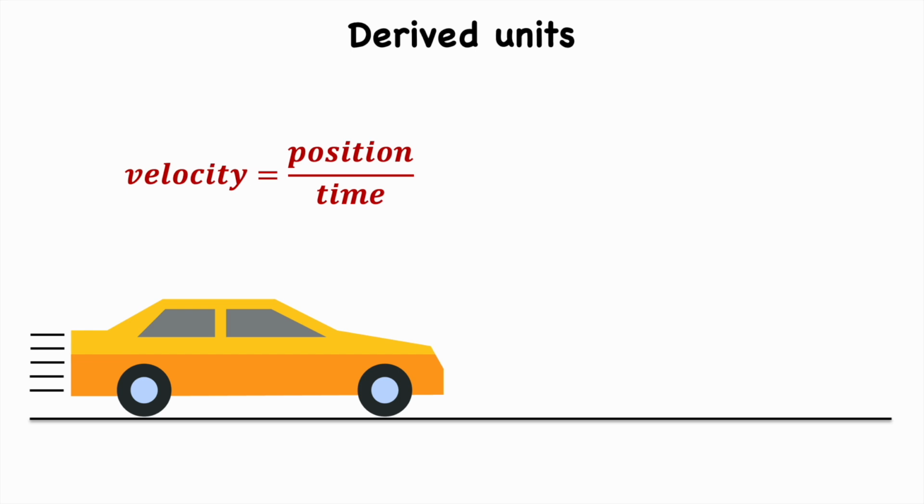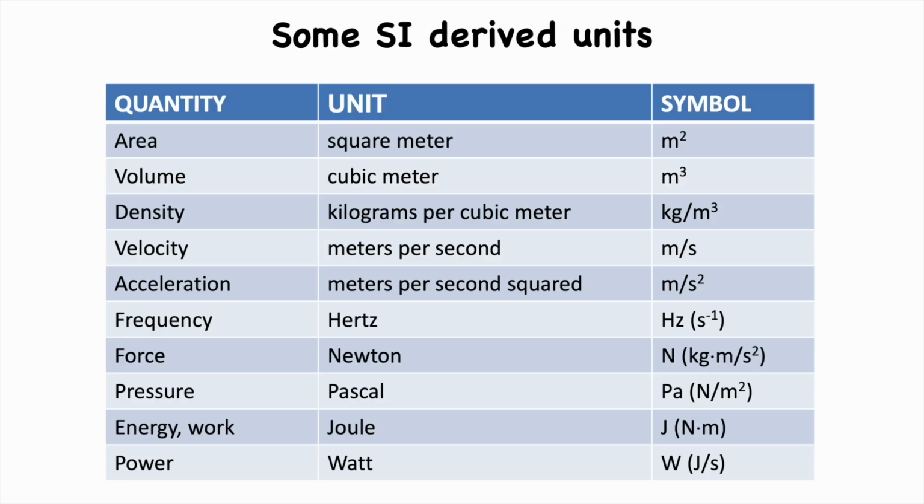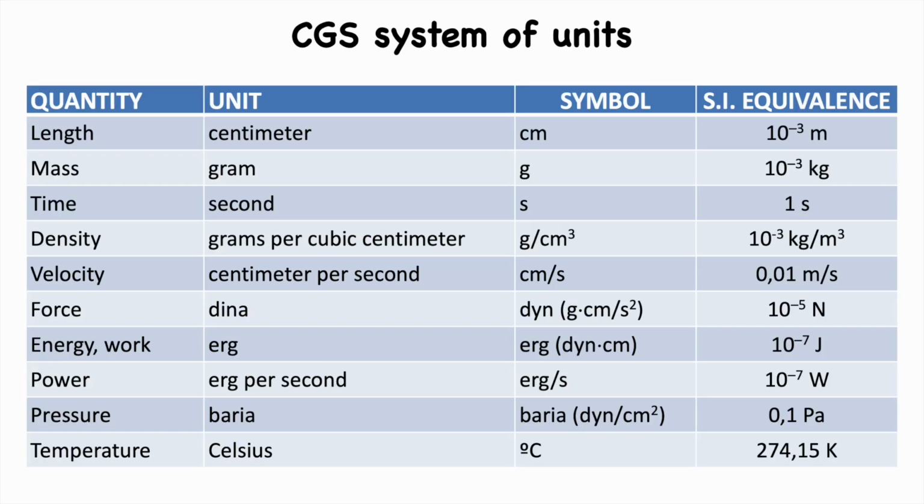For example, velocity is the change in position per unit time. Because position is measured in meters and time in seconds, its SI unit is the meter per second. Here you have some other examples of SI-derived units. Some of them have a proper name, usually that of some scientist. Another common system of units is the CGS system. The name stands from its fundamental units, the centimeter, the gram, and the second.